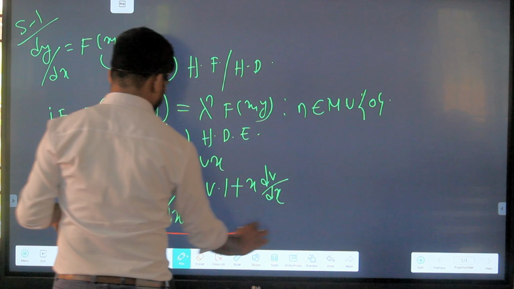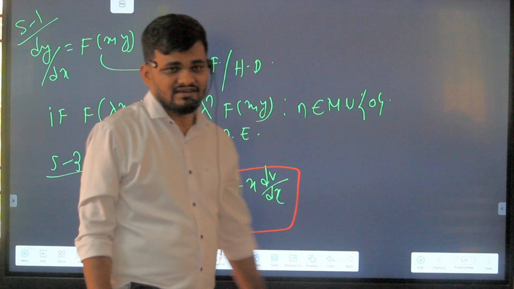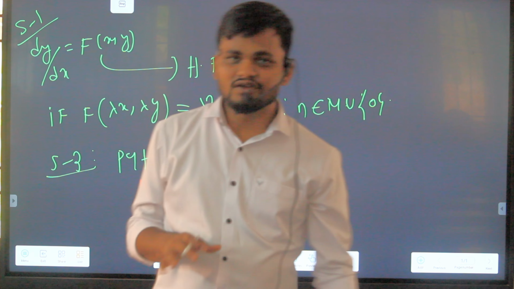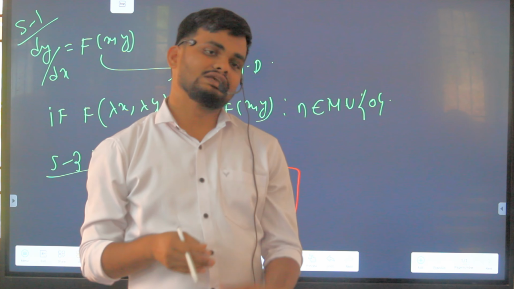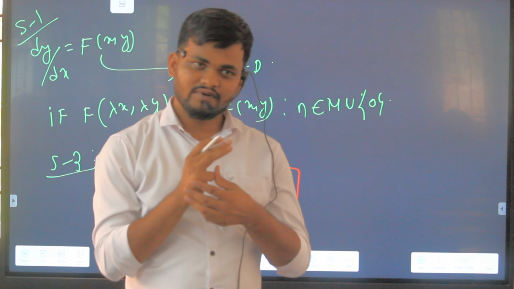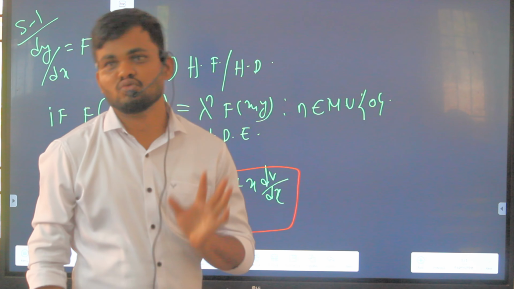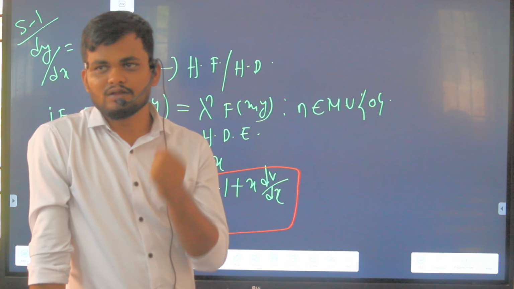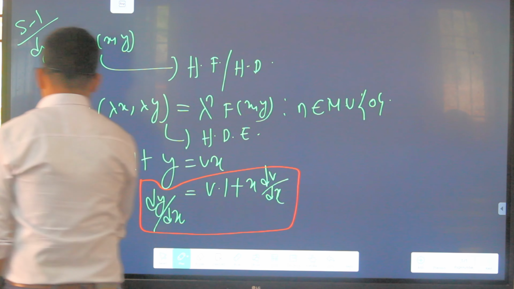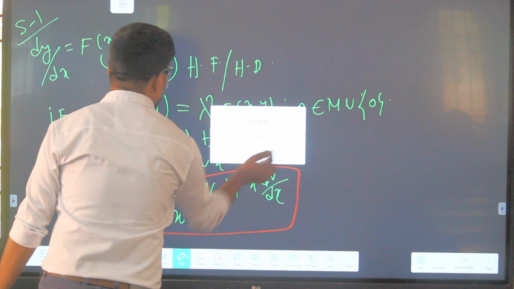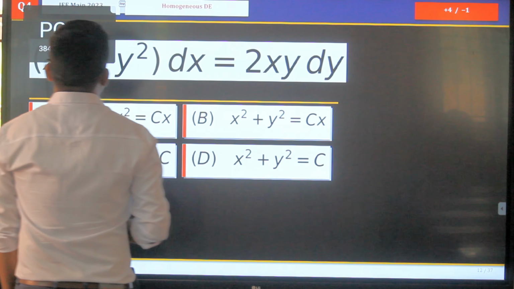We need to replace this dy by dx with v plus x dv by dx. After replacing this and doing some mathematical manipulation, this homogeneous differential equation is either converted into a linear differential equation or into the variable separable method. Most probably it will be converted into the variable separable method. We will see in the question how to solve. Let me move to the question. So this is our question.